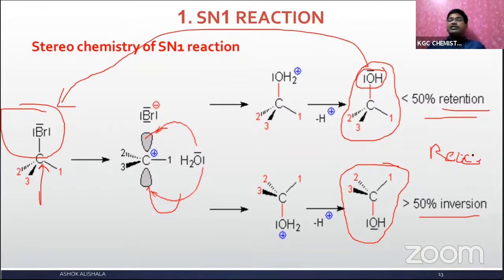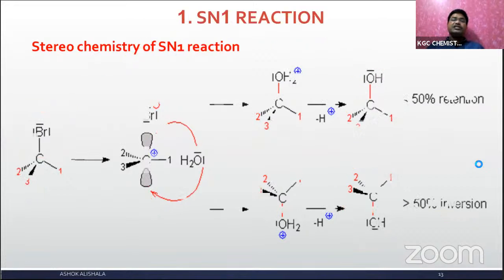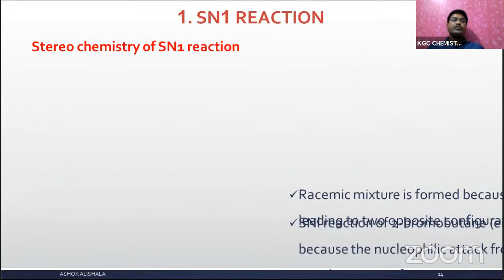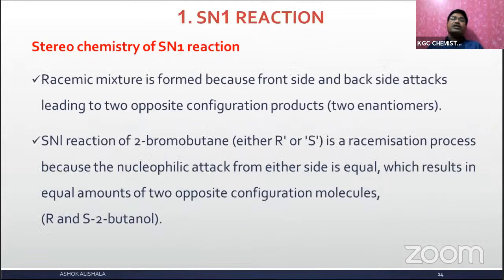Here, the racemization takes place, whereas in the case of SN2, only inversion of the configuration takes place. Here, racemization takes place. A racemic mixture is found because the front side attack and back side attack lead to two opposite configuration products. That means two enantiomers.